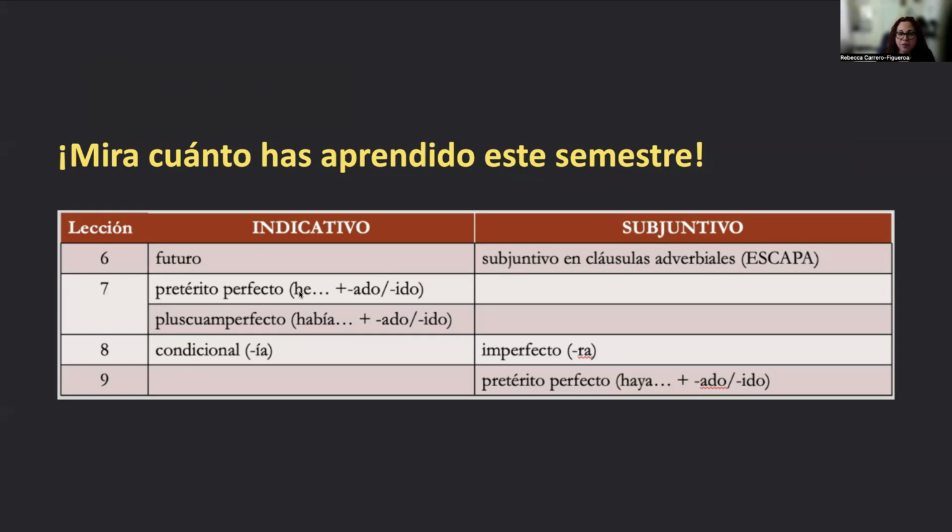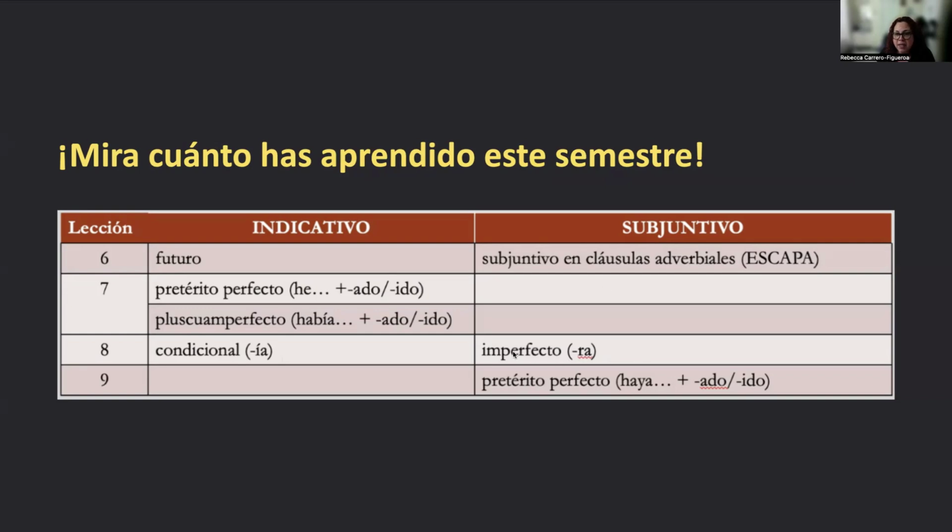as the present of haber, followed by the past participle of another verb. We also learn the past perfect or pluscuamperfecto using the imperfect for haber, había, habías, había, etc., and also a past participle. We didn't learn anything in terms of the subjunctive for chapter 7. Then on chapter 8, we learn the conditional, the ía endings for the verbs, different from the ía endings that you learn in your previous courses. It's different from the imperfecto, okay?